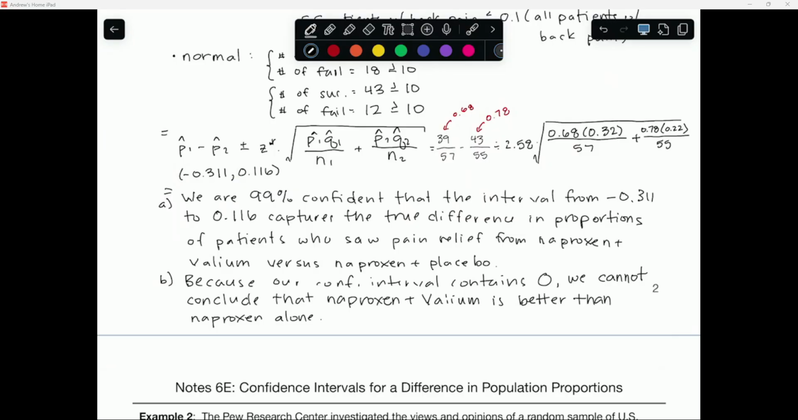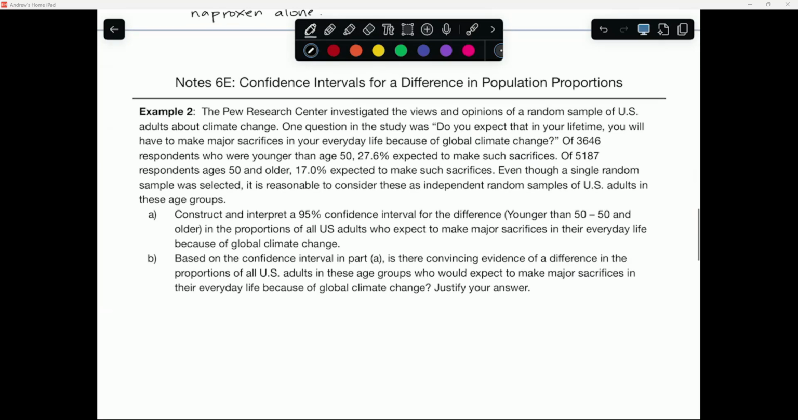Okay, we're going to try one more together, and then I'm going to have you do the last one in your small groups on your own, and we'll check it together on Monday. So let's take a look at our second example.